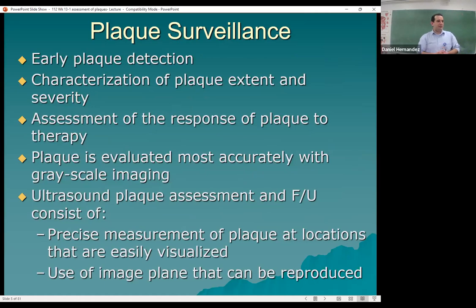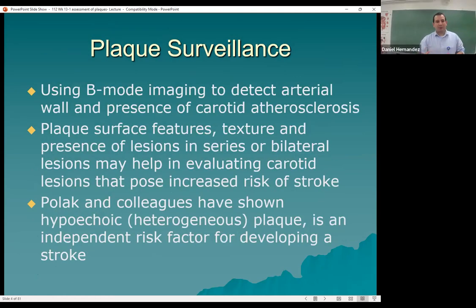So early plaque, we want to detect plaque early. Can you say that again, Dad? I'm sorry.